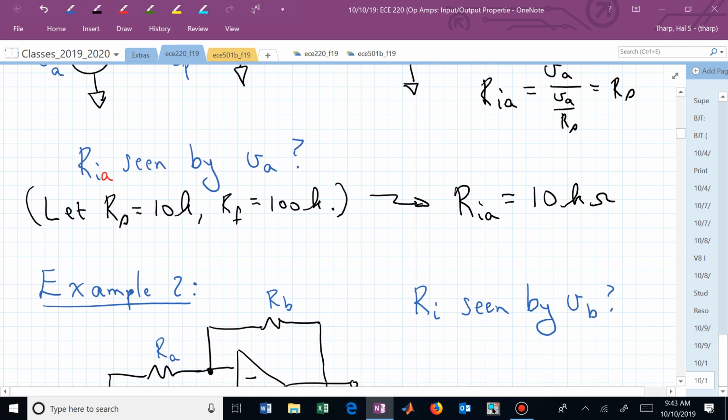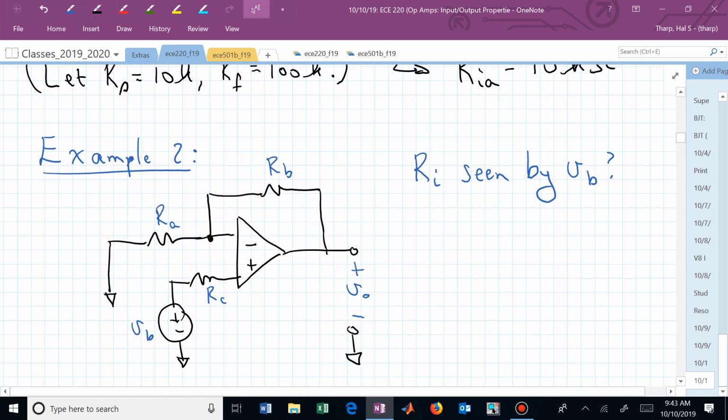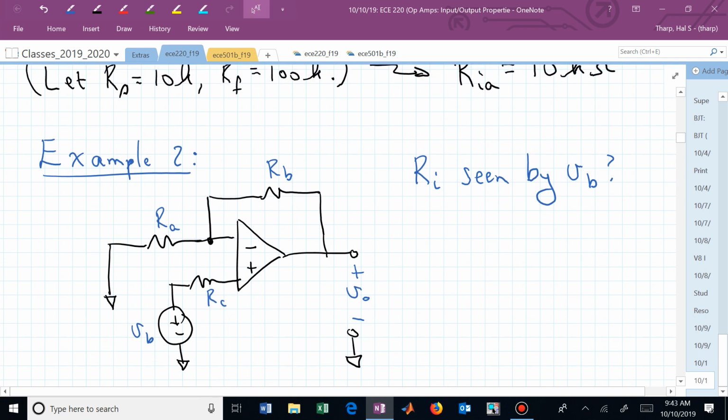That was fairly clean. Let's now look at example 2. And again, let me try to distinguish that resistance, be a little bit more specific. Let's say that that's R sub I sub B, the resistance seen by source V sub B.